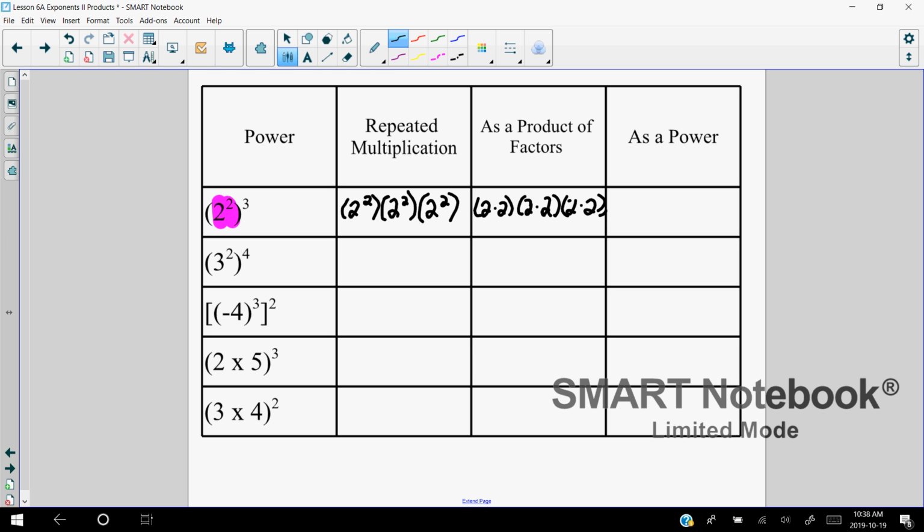So when I write it as a single power, it becomes 2 to the power of 6. There's 6. Now go back to your original here. What do you notice about the power of 6? How could we have possibly got that from our original? Okay, try the next couple, see how it goes.